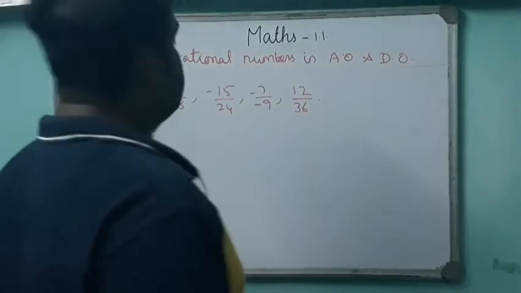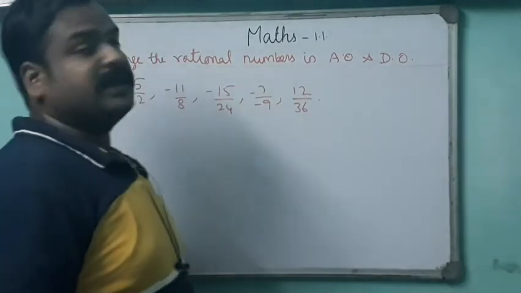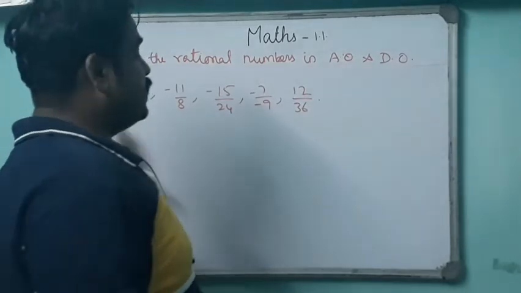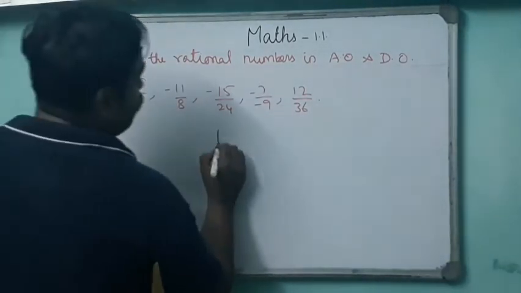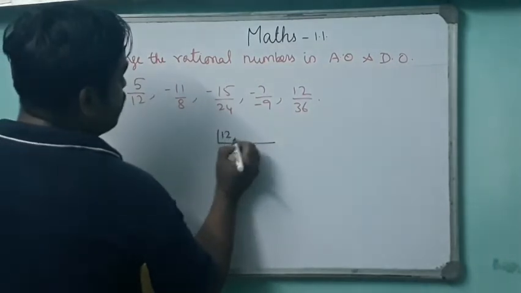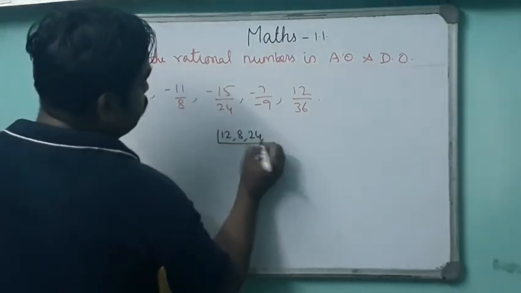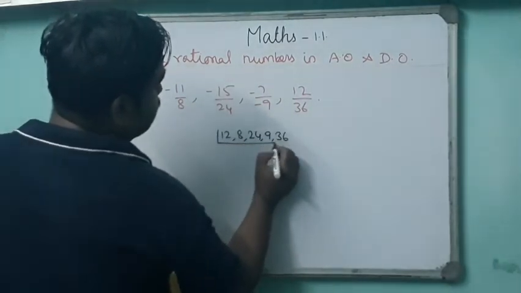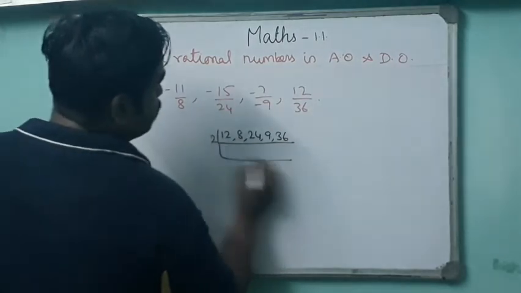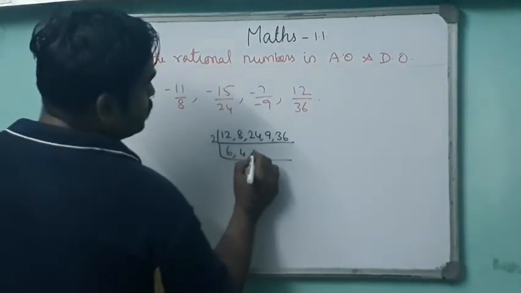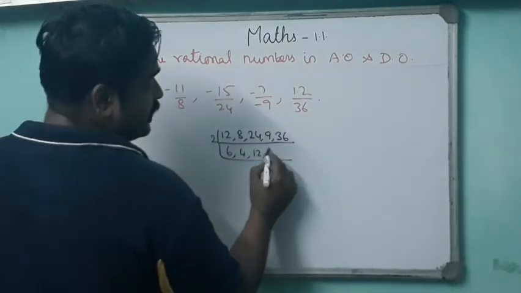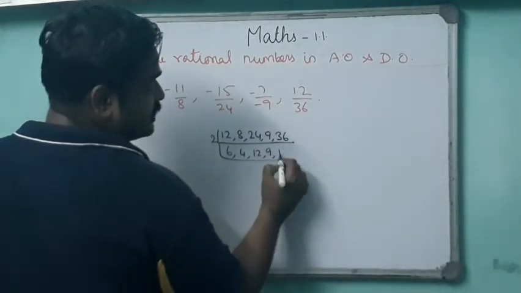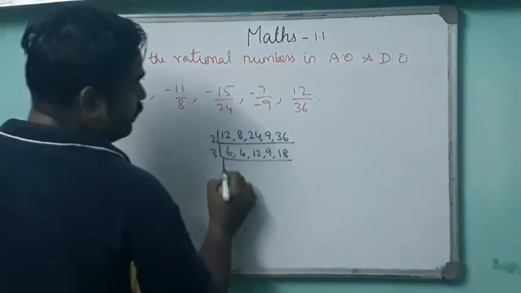number is positive. So you can see all the denominators are different. You need to first equalize the denominators. So how will you equalize the denominators? Take all the denominators once: 12, 8, 24, 9 and 36. Take it in 2 table. 6 times, 4 times, 12 times. You can't do this for 9, so just leave it. Write this 9 as it is, and this one is 18 times. Now you can take it in 3 table.